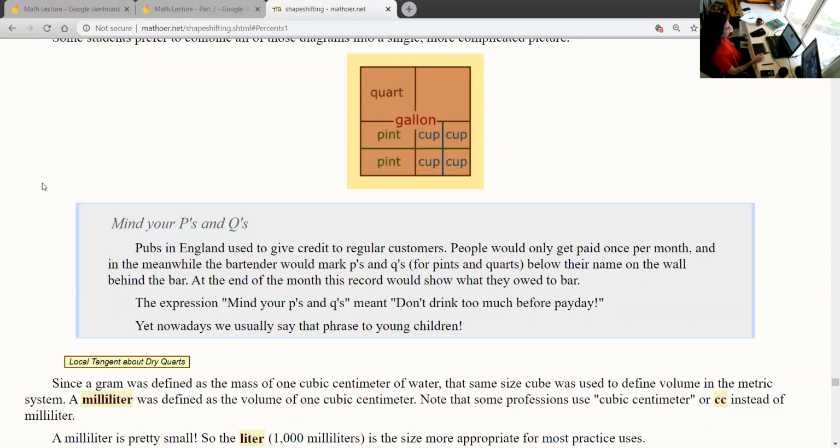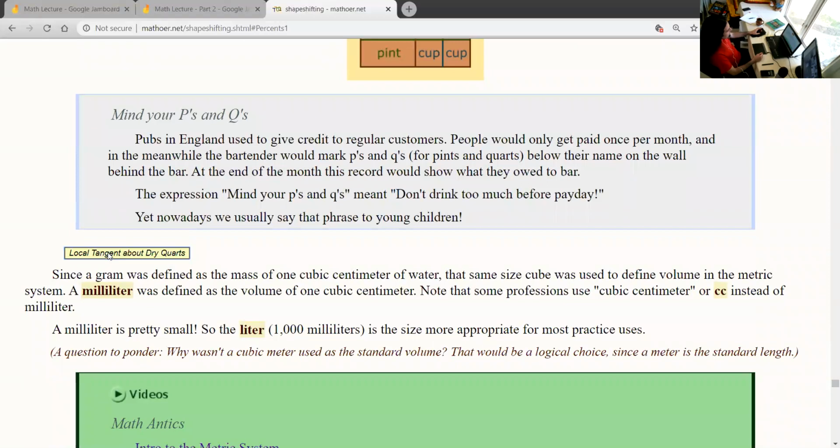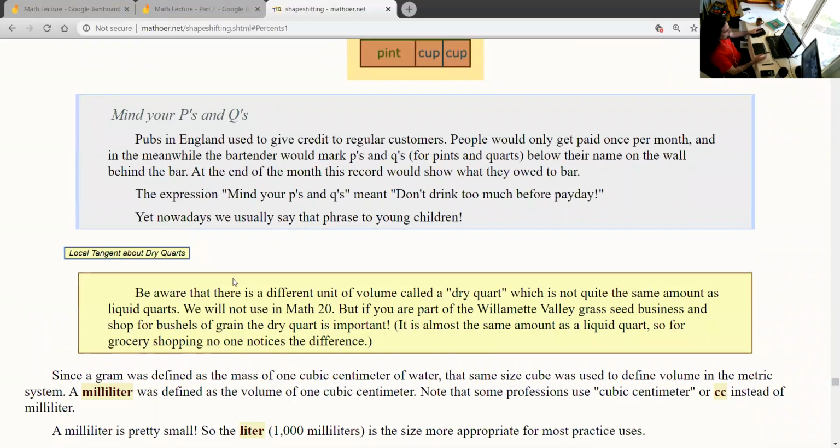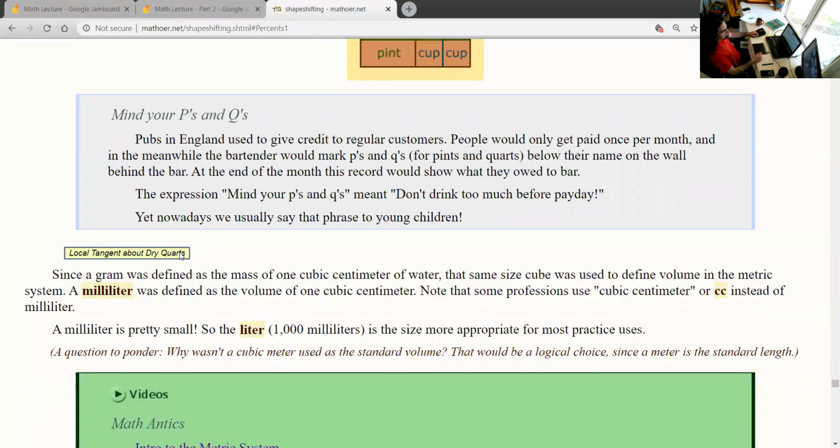So originally, mind your P's and Q's means don't drink too much before payday, even though today we say this to kids who are too young to be drinking. So more history. Small tangent, we're in the grass seed capital of the world at Willamette Valley. There is something that exists called a dry quart. Don't talk about it. Maybe your family is in the grass seed business, but don't confuse us.